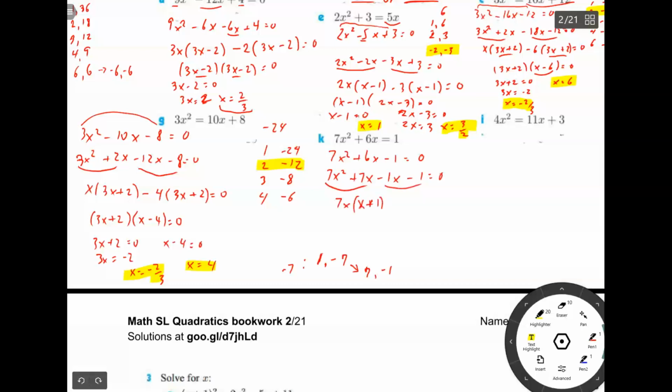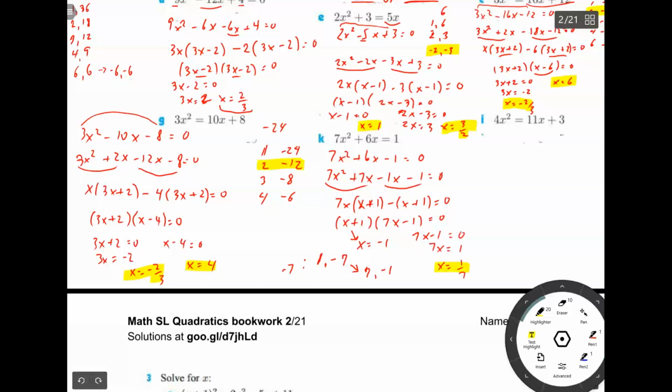And then the greatest common factor between negative x minus 1 is just negative 1. So then I end up with x plus 1 here. And then I factor out the x plus 1, and I end up with 7x minus 1. So my two factors are going to be x plus 1 and 7x minus 1. That's a little bit too much thinking to do without writing it down. So 7x minus 1 equals 0, 7x equals 1, x equals 1/7. Okay, so my two solutions are x equals 1/7 and x equals negative 1.